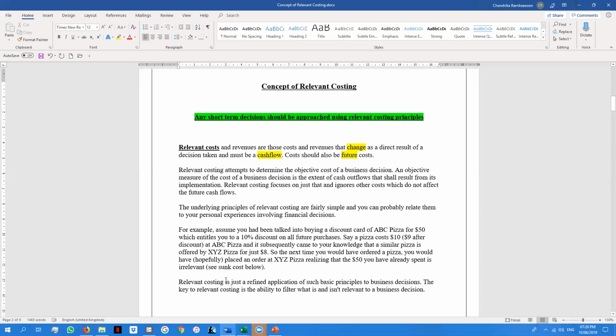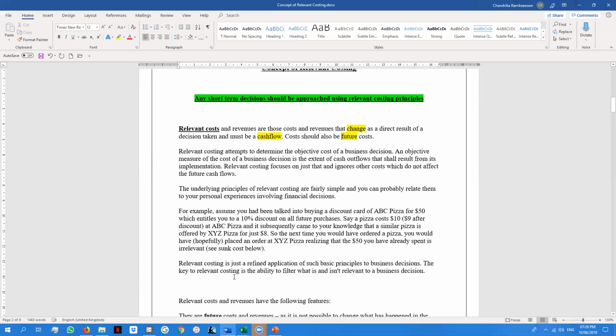So let's take a look at this example. Assume you have been talked into buying a discount card of ABC Pizza for $50. So you paid $50 for the discount card, and this entitles you to a 10% discount on all future purchases. Say a pizza costs $10, so it will be $9 after the 10% discount at ABC Pizza, and it subsequently came to your knowledge though that a similar pizza is offered by XYZ Pizza, another company, for just $8.